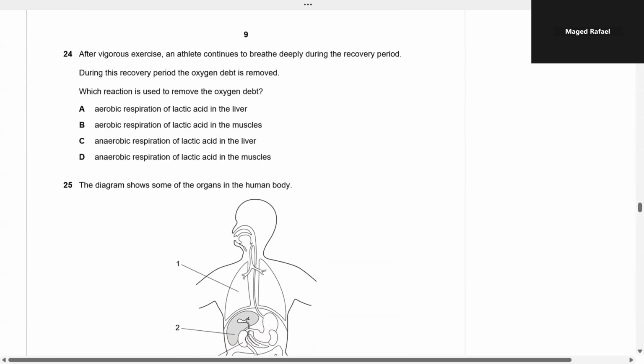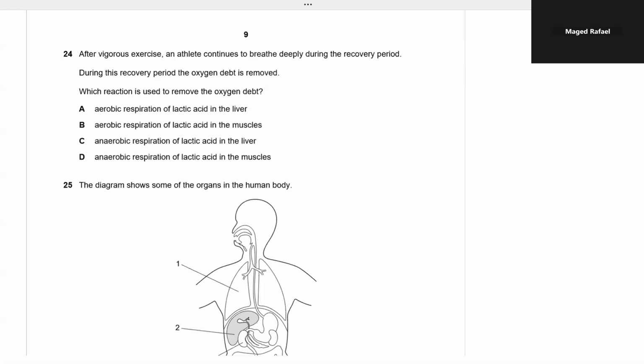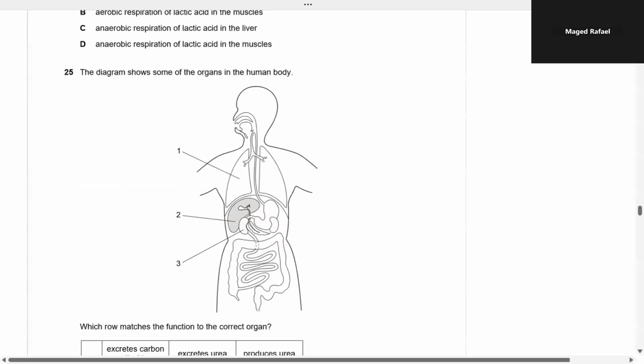Question 24. Read the question well, I'm asking about which reaction is used to remove the oxygen debt. Look, to remove lactic acid, we need aerobic respiration. Anaerobic respiration releases lactic acid, and this process happens in the liver, so the answer is A.